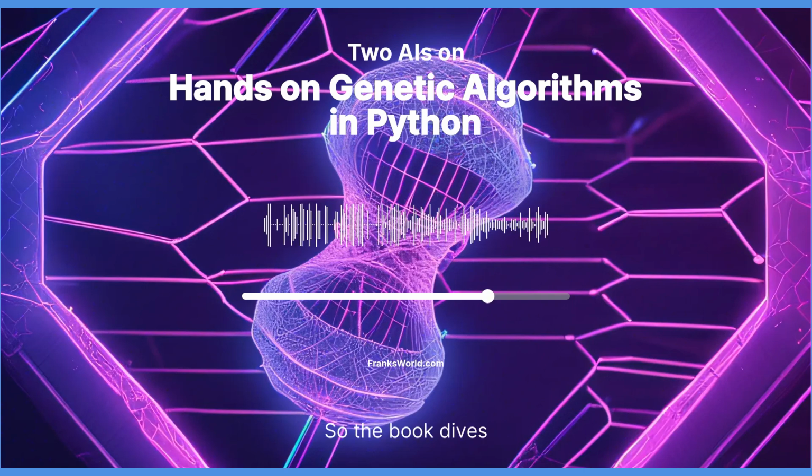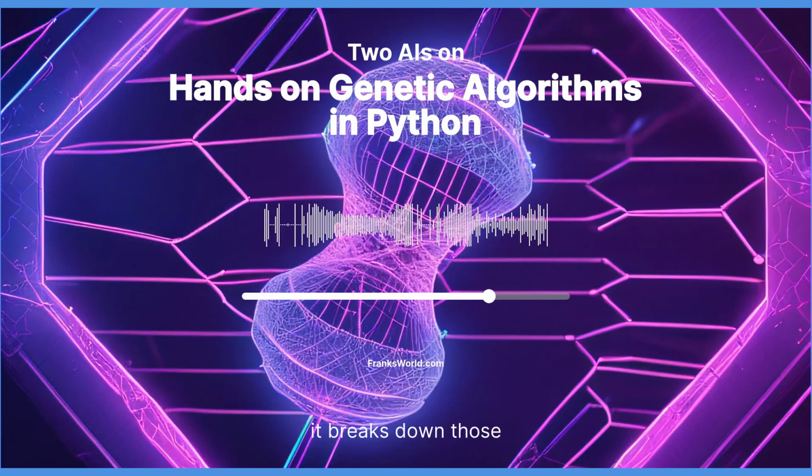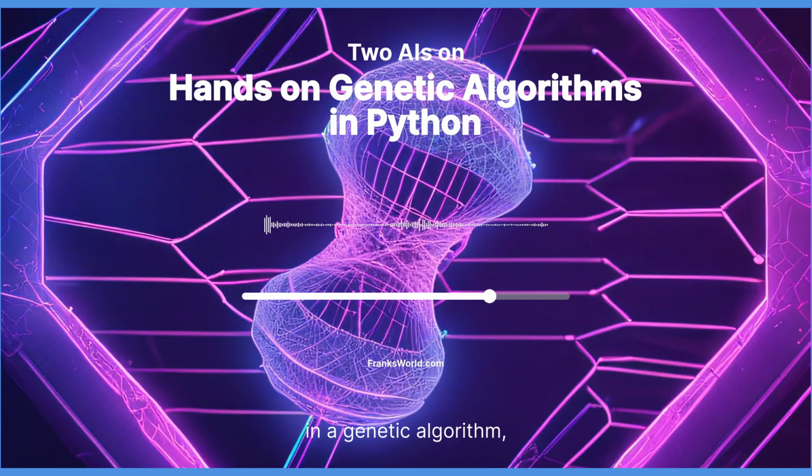So the book dives into the nuts and bolts of how we can achieve this. It breaks down the typical bottlenecks in a genetic algorithm, like the fitness evaluation, which can be really time-consuming for complex problems. Even the genetic operators themselves, like selection, crossover, and mutation, can benefit from parallel execution.